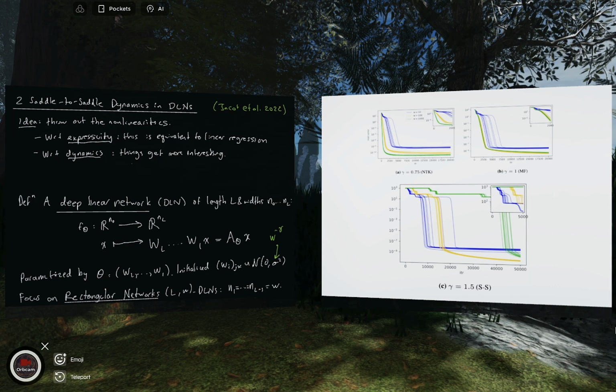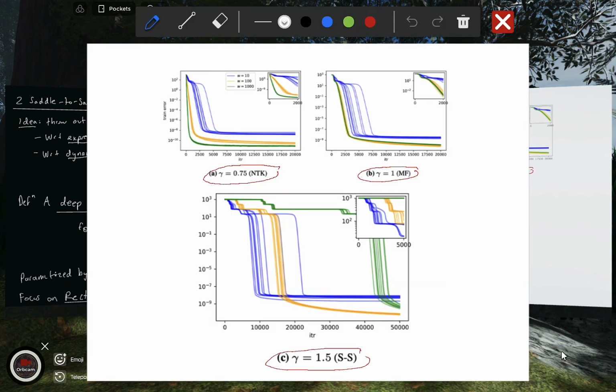So what are we looking at here? We see these 3 plots. These are for different choices of gamma. Remember, we are sampling each weight, sampling the weights in layer i, j, k from this Gaussian up to this power. And for different choices of gamma, you're going to get different dynamics. And I see they're labeled.